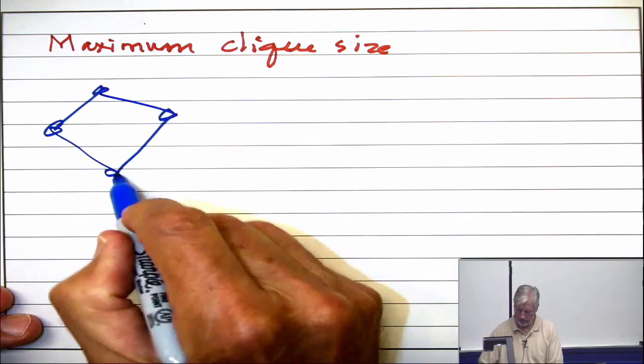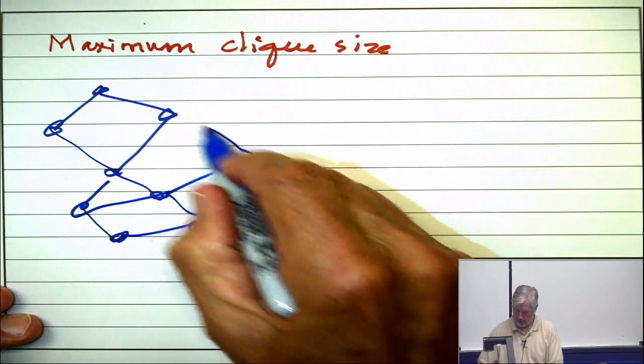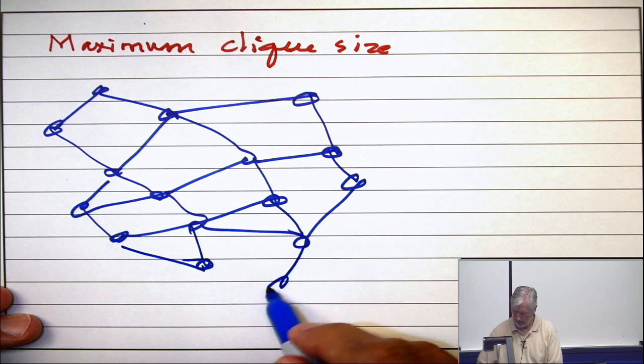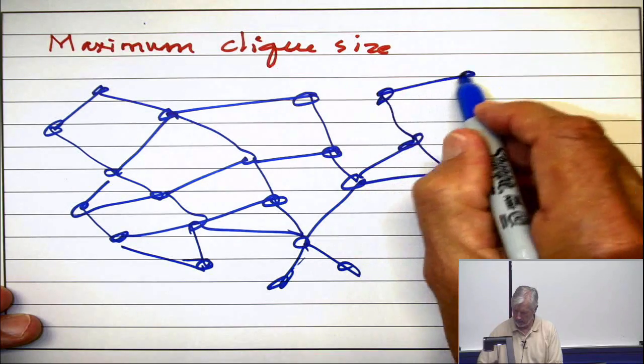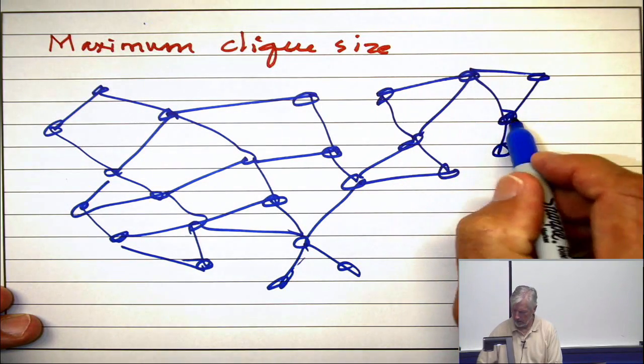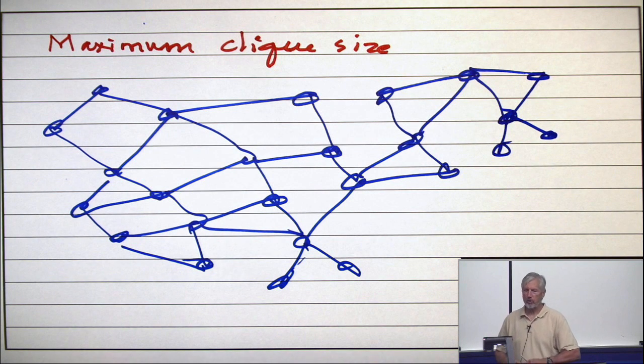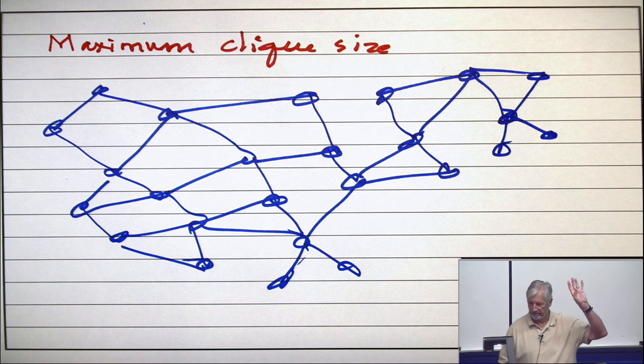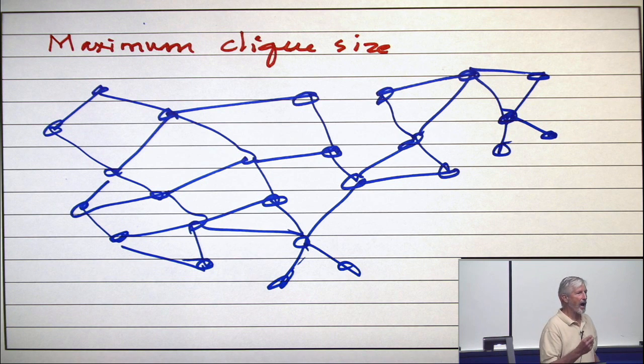Here's a graph. I might ask questions like this. How many cut vertices does this graph have? You're supposed to say four. Everybody see four cut vertices? Okay. What's the largest clique contained in this graph? What's the size of the largest clique?